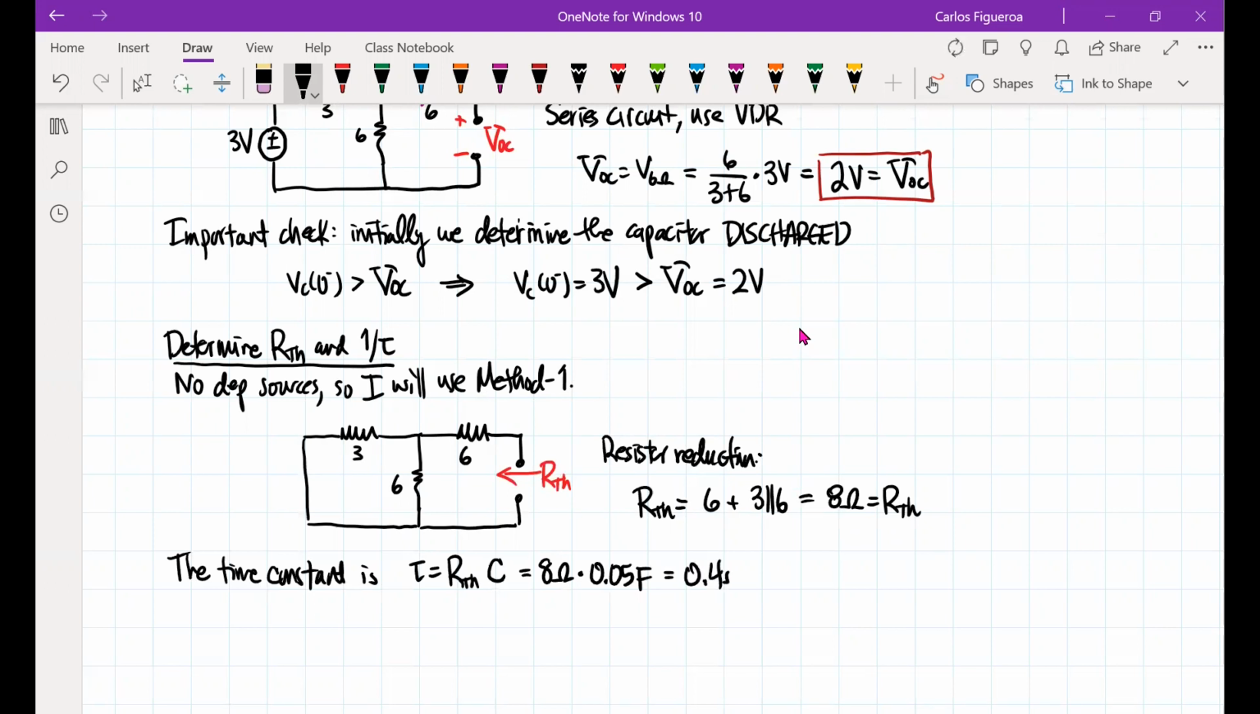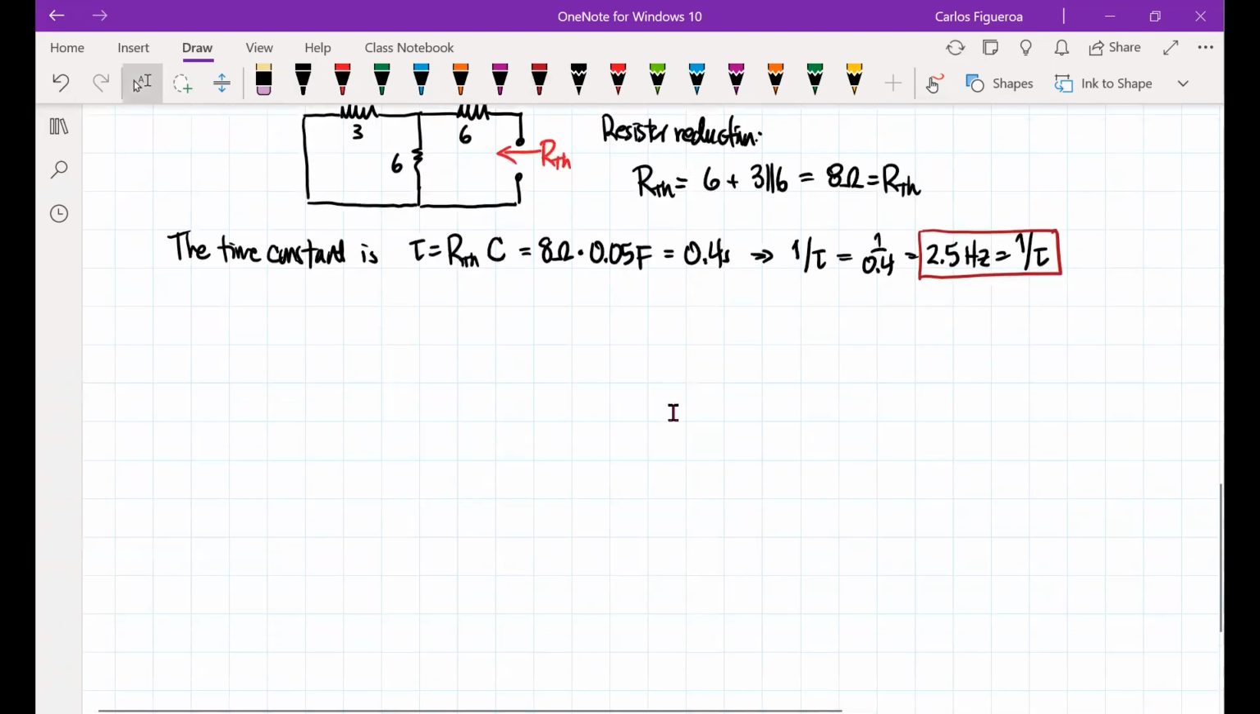Now note, we're not really interested in the time constant. What we're really interested in is 1 over the time constant. So if I do that, 1 over 0.4 gives me 2.5 hertz, or 1 over tau. So now I have all of my Thevenin parameters that I need. So let's go put this together now.